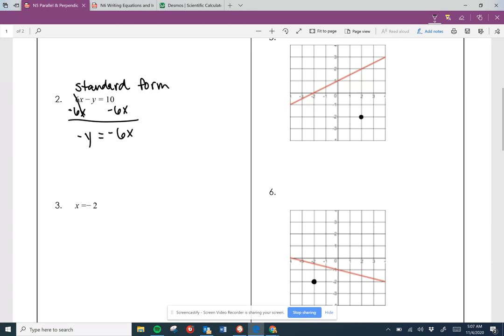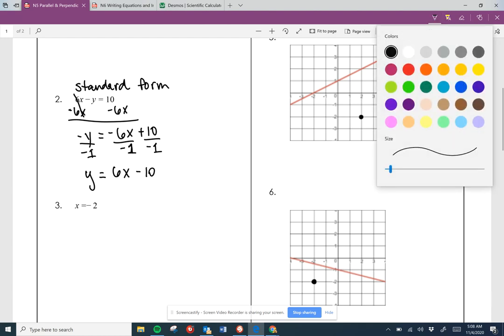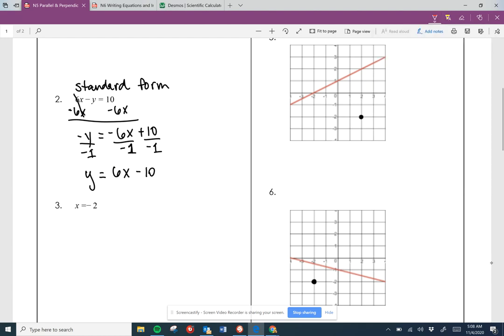And then I have to divide both sides by negative 1. Negative y divided by negative 1 is going to be positive y. Negative 6 divided by negative 1 is going to be positive 6x. And then 10 divided by negative 1 will be negative 10. Okay, so the slope of our line here is going to be 6. So if we would like the slope of a parallel line, it needs to also be 6.